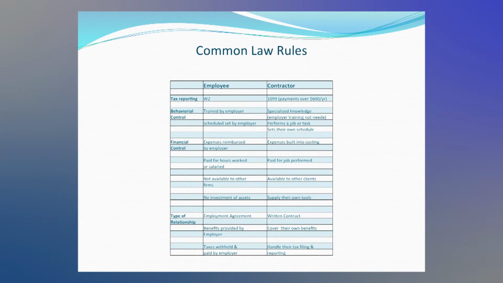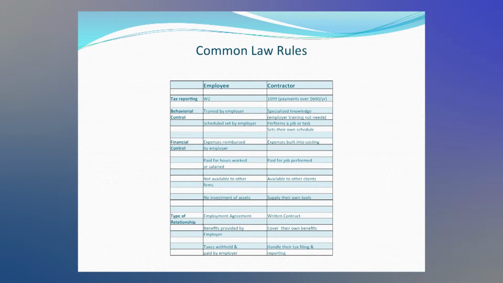Also with financial controls, you're going to see that employees generally come in and all the assets they need to do the job are provided by the employer, whether it's their computer, their phone, everything. But with a contractor, you're going to have almost exactly the opposite. They're going to supply their own tools. They'll bring their own phone, their own computers, and all the other resources necessary to do that particular job.